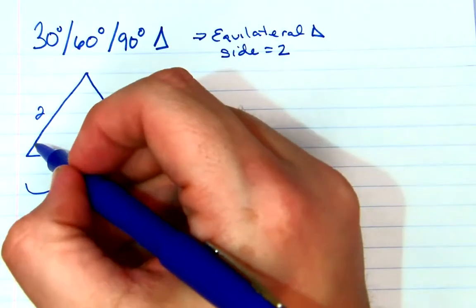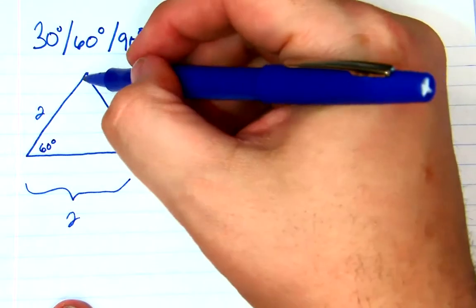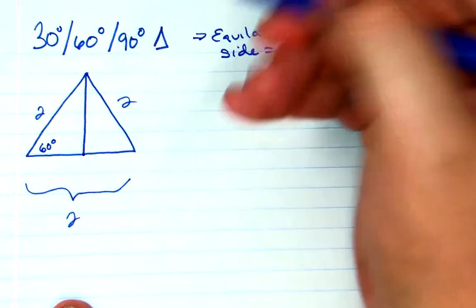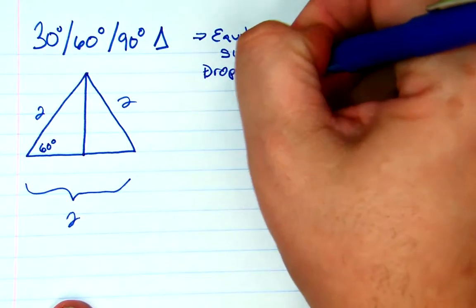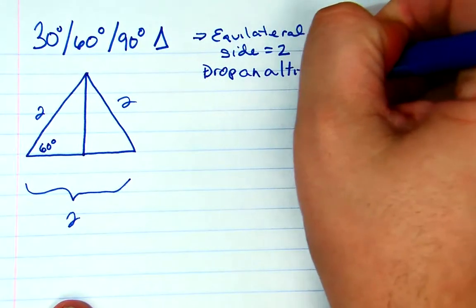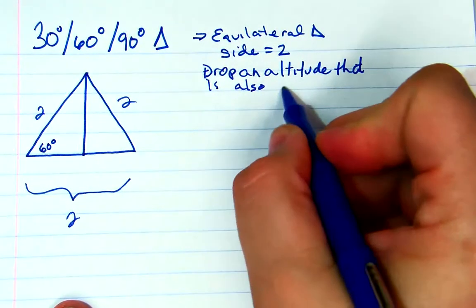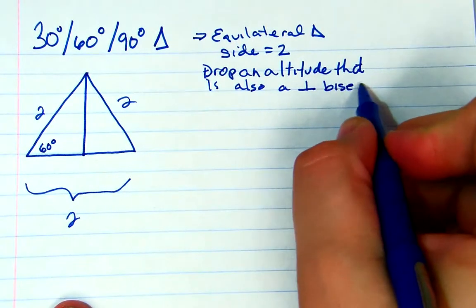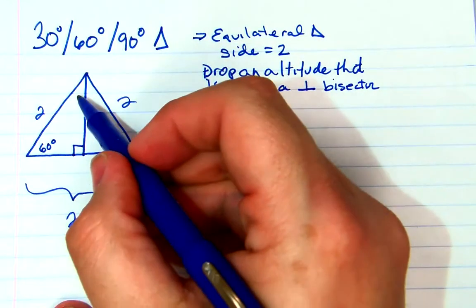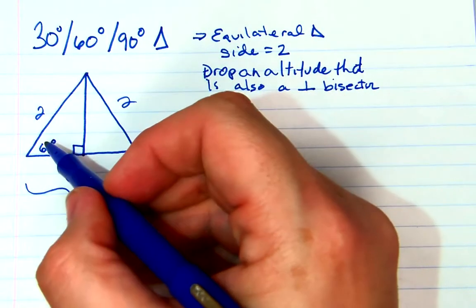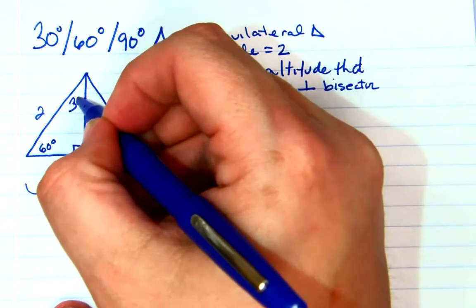Now, I have 60 degrees here. That helps me out. But what I'm going to do is drop an altitude. That is also a perpendicular bisector. That'll give me 90 degrees, and since these two angles have to add up to be 90 degrees because they are the acute angles, 60 degrees out of 90 means I got my 30 degrees here.